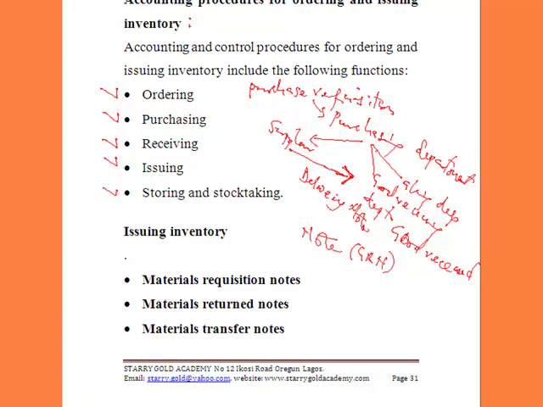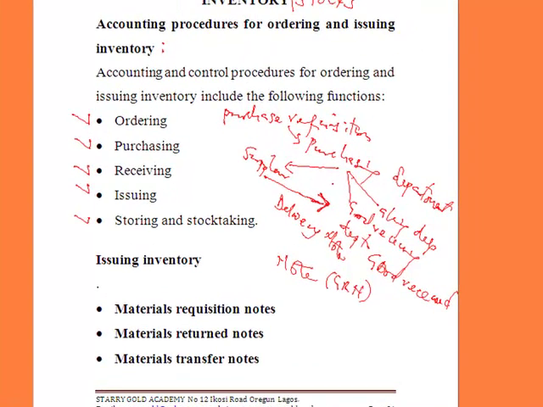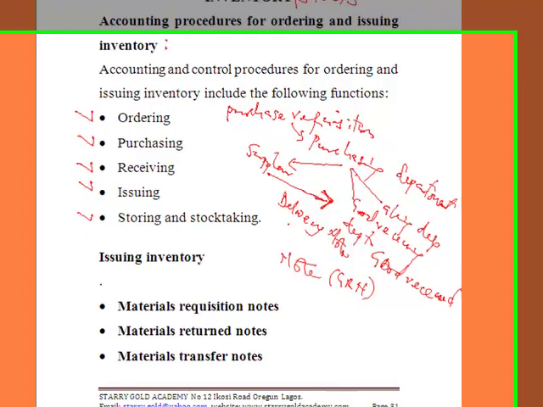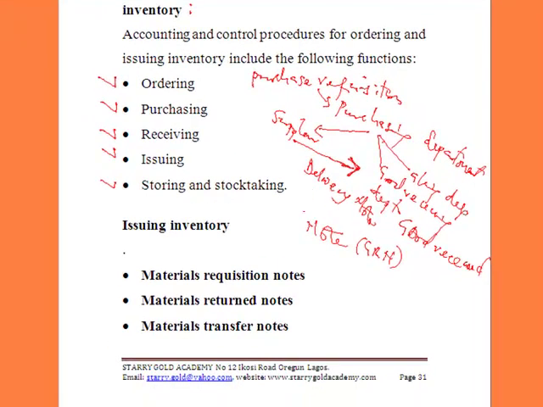The purchasing department now attaches it with the invoice of the supplier and sends it to the accounts department for payment, and the supplier is paid. So that's the typical procedure for ordering for stocks in an organization.